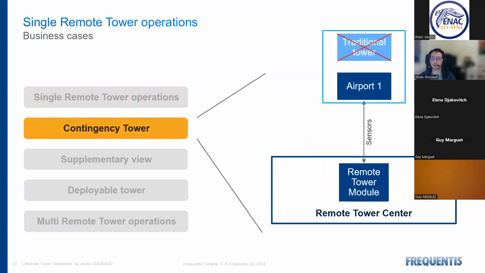Then you have the contingency tower. Contingency remote tower is used when there is a problem with the traditional tower on the airport, that is normal operations. Then a remote tower module, for example, in the basement of the tower or in another building, most of the time on the said airport, will take over and control the airport. This has the advantage, for example, if the tower has to be rebuilt, then you can have remote tower for a few years or for a few months.